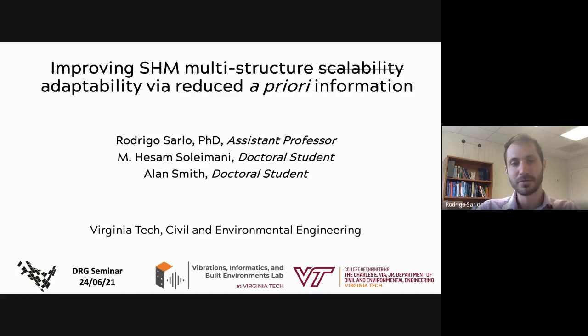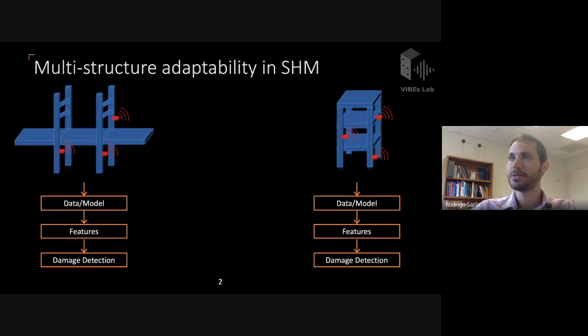I think they have a lot of synergy with some of the stuff that the DRG group is working on, particularly from what I've seen in population-based structural health monitoring at recent IMAC. So hopefully this is an opportunity for me to highlight some of our work, explore some ideas and potential collaborations with this group, and hopefully create a long-term connection here. So let me start by defining what I mean by multi-structure adaptability in SHM.